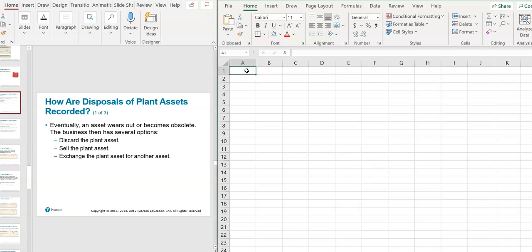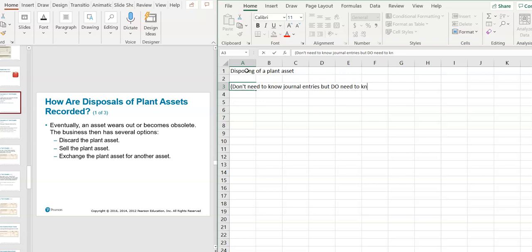Okay, next up, disposing of a plant asset. All right, you don't need to know journal entries, but you do need to know how to calculate gains and losses. So we're going to talk a little bit about journal entries, but you don't actually have to know them.